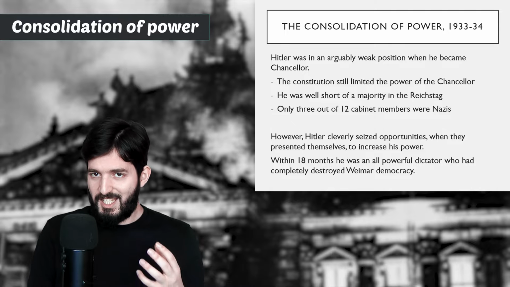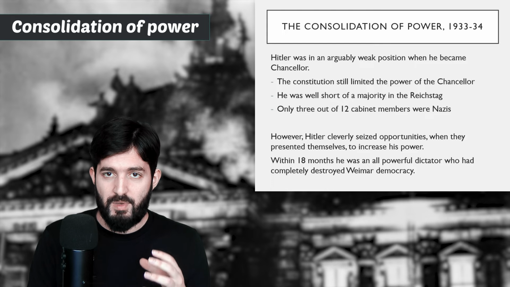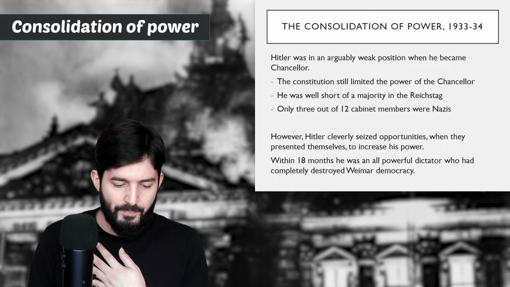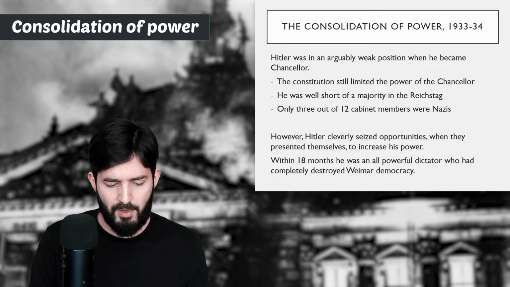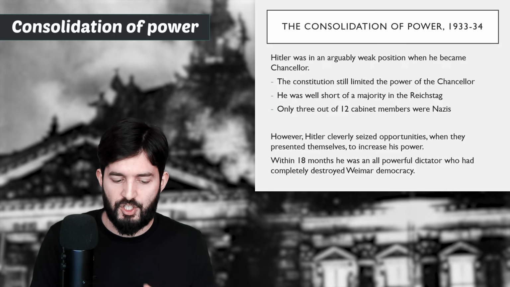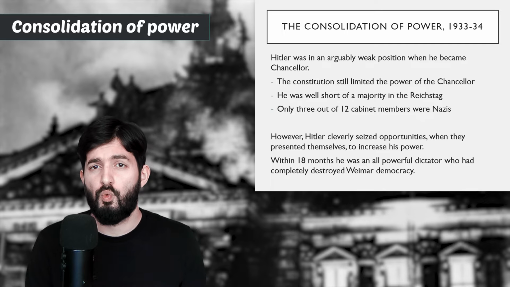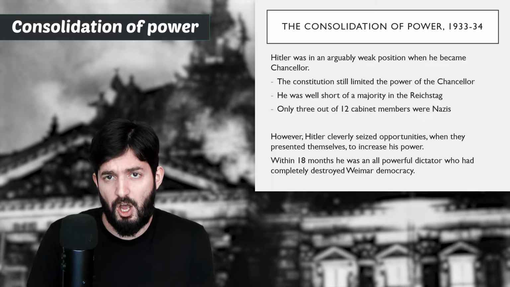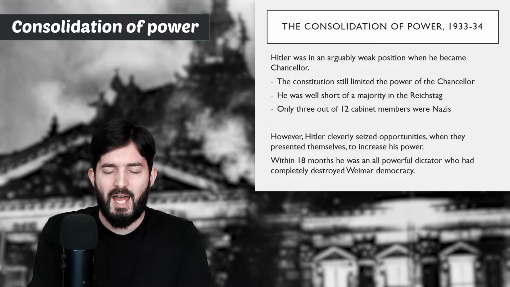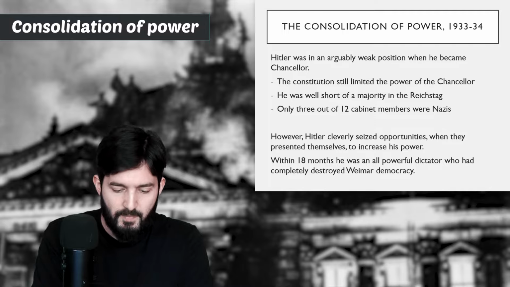So as I mentioned, at the start of 1933, you could have reasonably thought that Hitler would not be someone who would last long and that he would eventually be removed and fail as a leader potentially. He is in a very weak position, arguably. Firstly, the Constitution still strictly limits the powers of the Chancellor, so there's not much he can do without getting through the Reichstag. He is still well short of a majority in the Reichstag, so he can't do whatever he wants to do because the Nazis haven't got the numbers in the Reichstag to do that. And as I mentioned beforehand, only 3 of 12 members of the cabinet are Nazis.